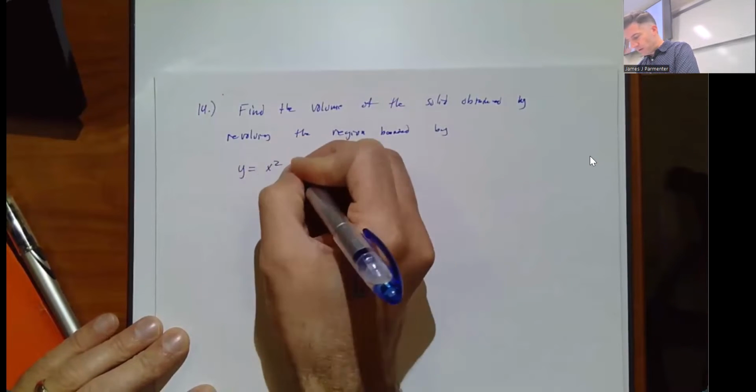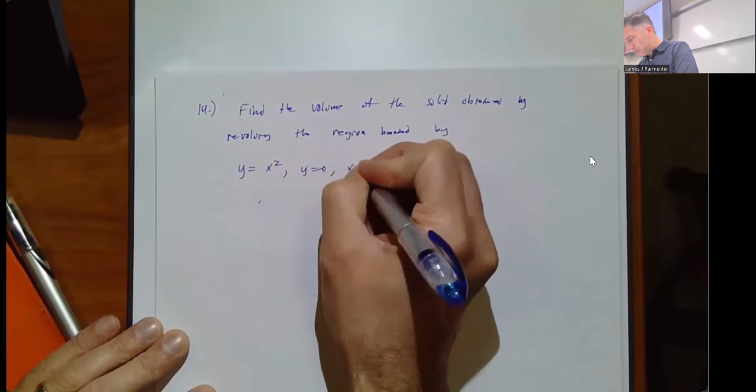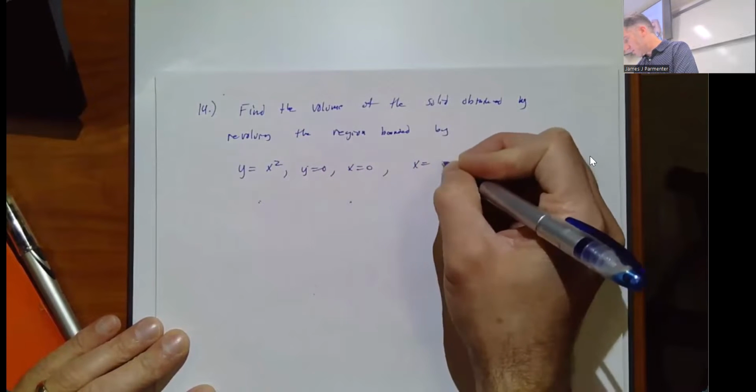The region bounded by y equals x squared, y equals 0, x equals 0, and x equals 49.